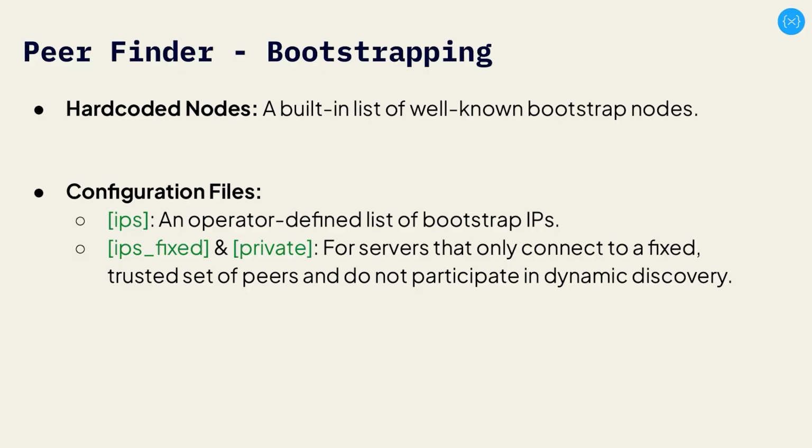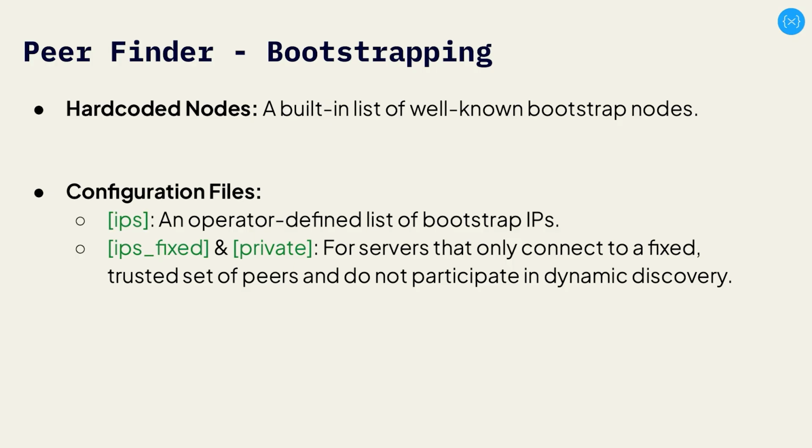First, within the code implementation, there is a set of hard-coded so-called bootstrap nodes. These nodes provide initial access to the network to most participants. Secondly, node operators may provide either an alternative set of IPs in the IPs stanza to act as the bootstrap servers, or provide a stanza called IPs fixed.